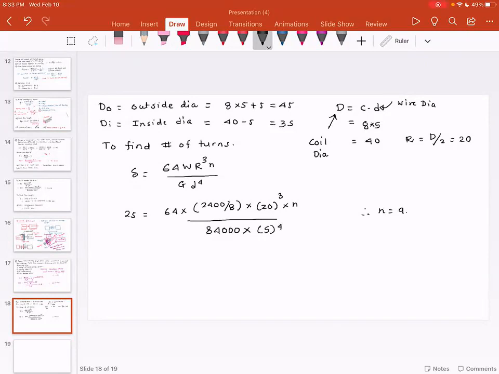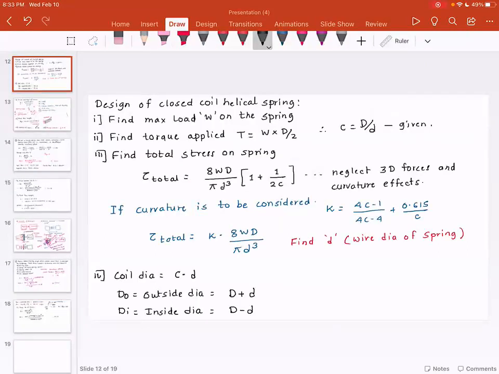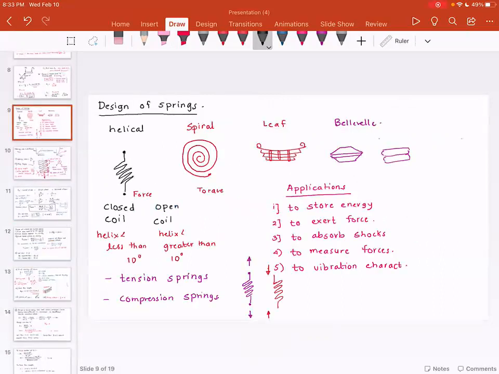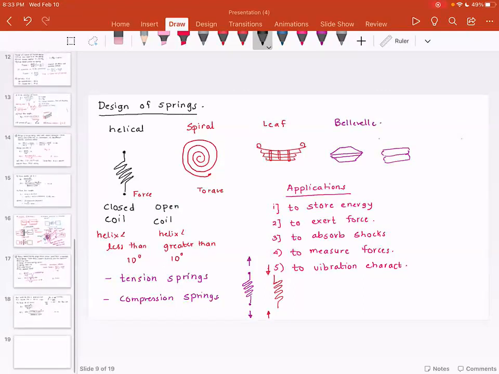Let me take the design procedure for one more type of spring, which is called the flat spring or leaf spring. So leaf springs are used in a lot of applications. Typically, when the load is higher, the leaf springs are used. And let me explain the design procedure for leaf spring.